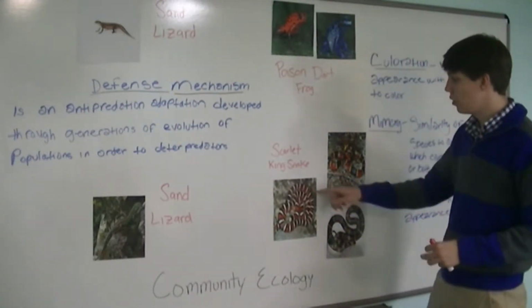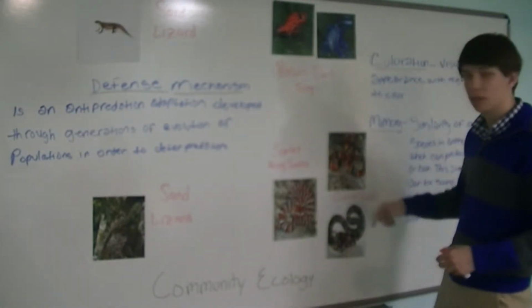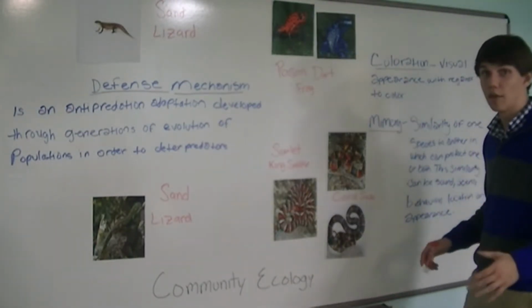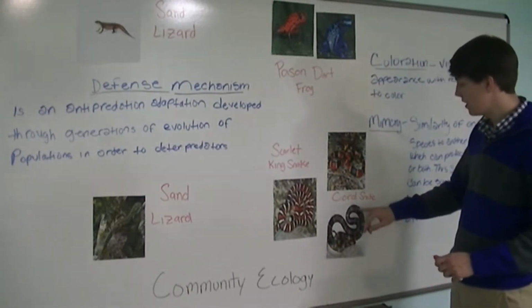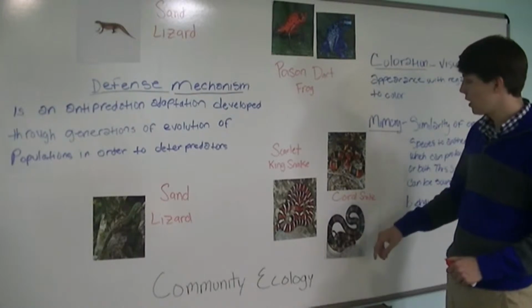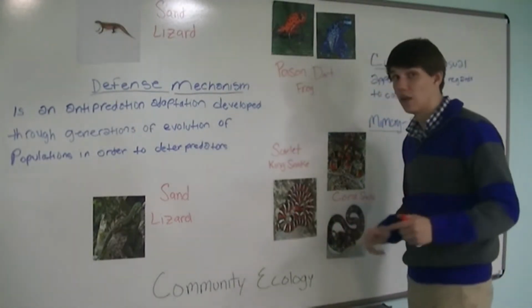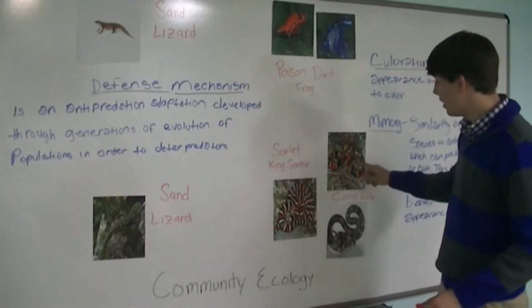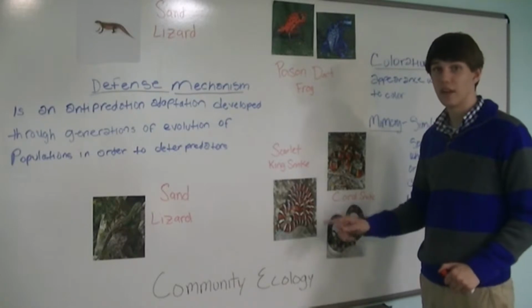Both snakes have red, black, and yellow. All these colors are the same. However, the big difference is the order. You see with both pictures of the coral snake, it has the same pattern, red, yellow, black, versus the king snake, which has red, black, and yellow. This is very significant because this snake right here has very potent venom. This one is very safe.